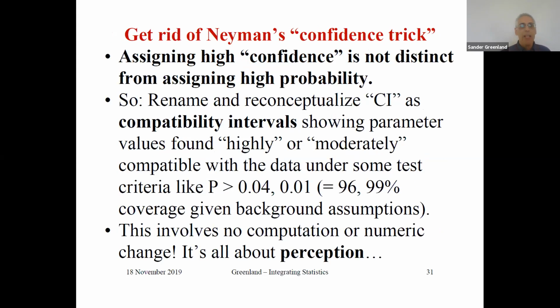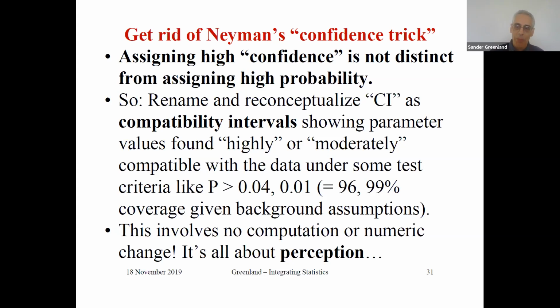Well, here's something: get rid of Neyman's confidence trick. Assigning high confidence is not distinct from assigning high probability. This was pointed out by Arthur Bowley, a Bayesian statistician, when Neyman introduced confidence intervals in the JRSS discussion following his paper. So the idea is to rename and reconceptualize CIs as compatibility intervals, showing parameter values found highly or moderately compatible with the data.